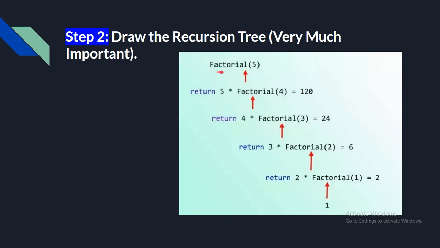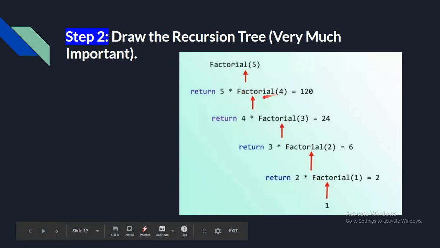Now here, when we call factorial 5, this function will always be in a pause state. It will never resume until we reach our base condition. Remember this. It will only resume when we reach our base condition. So let's start. Factorial of 5: 5 into factorial of n minus 1, which is factorial of 4. Now this is also in a pause state. It will not resume until we reach factorial of 1.